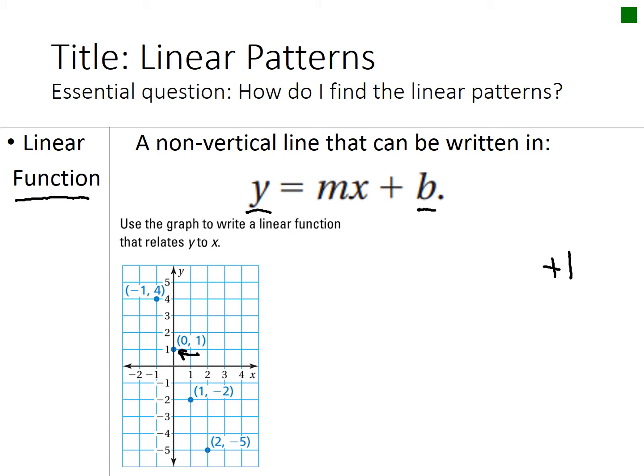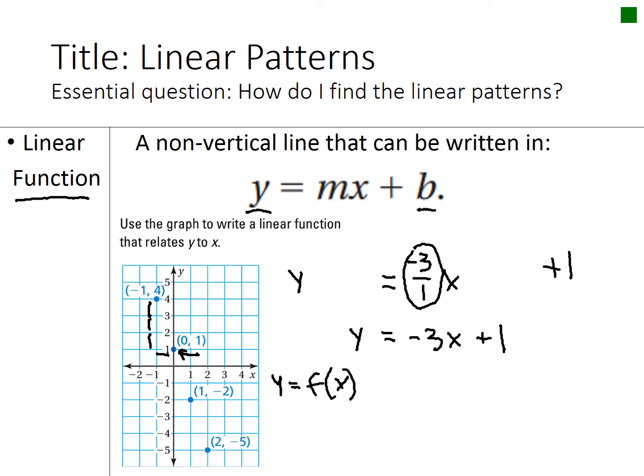Let's take a look at the slope, and here we're just going to count out a slope, down 3 and over 1. And so that's going to look like negative 3 over 1x, and we've got y. Of course, we can simplify this to just negative 3. So our linear equation is y equals negative 3x plus 1. We're going to say, what's the linear function? And we know that y is the function of x. And so we substitute, and we have the function of x is negative 3x plus 1.